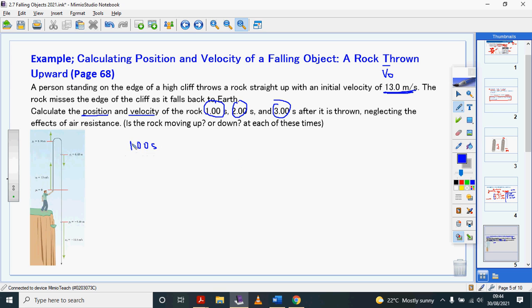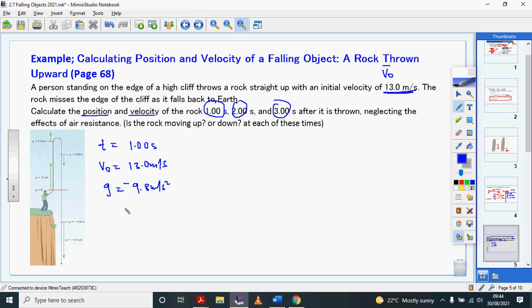Since they're telling us to calculate the position and velocity at 1 second, I know they've given me the time as 1 second. They gave me the initial velocity as 13.0 meters per second. That's given. What else have they given me? I know it's not given, but I know that the acceleration due to gravity is 9.8 meters per second squared. And since I'm using down as negative, I'm going to use this as a negative value.